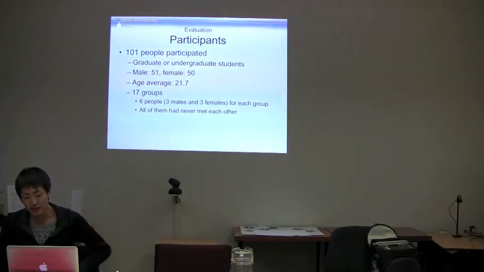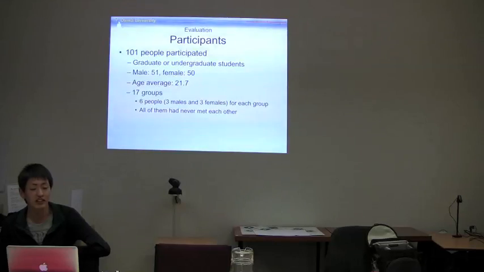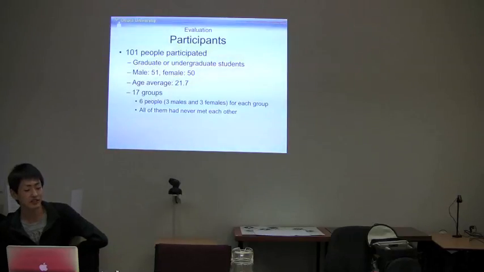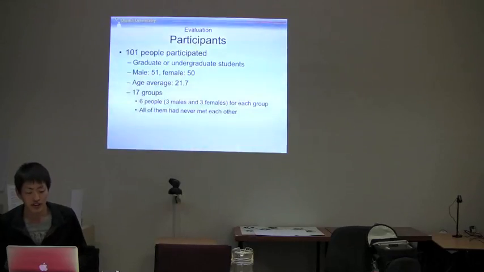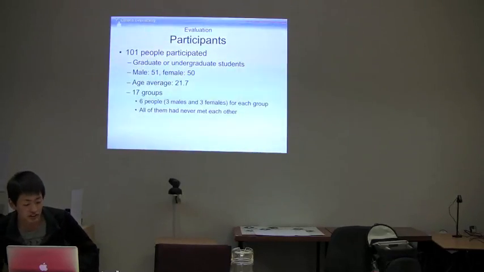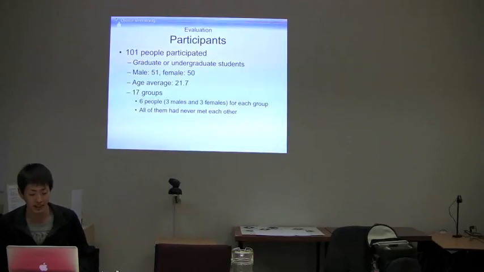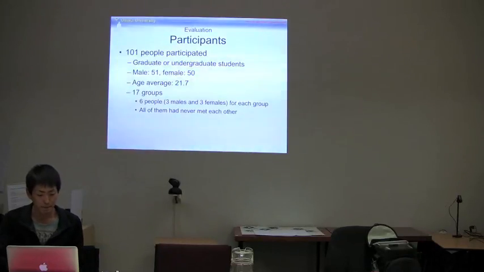101 people participated in the experiment. All participants were Japanese graduate or undergraduate students whose ages averaged 21.7. We made 17 groups consisting of six persons. Each had 3 males and 3 females who had never met each other before the experiment.